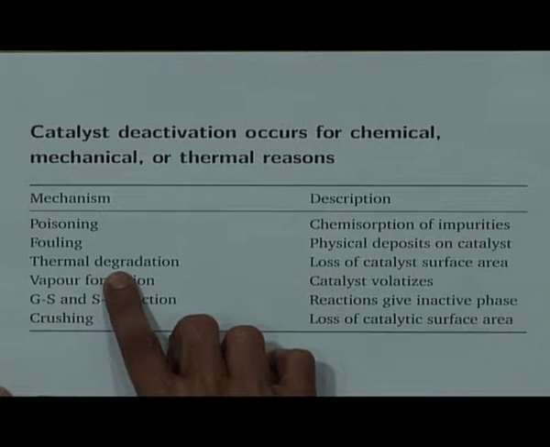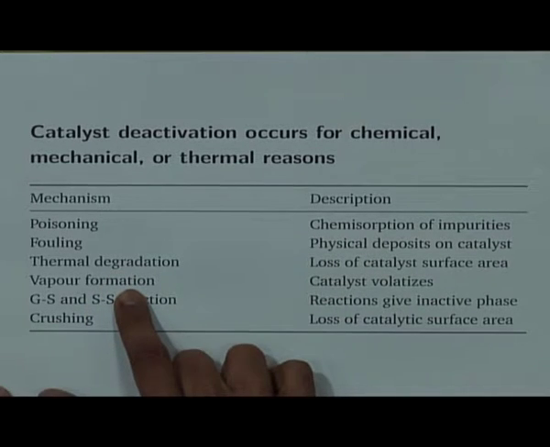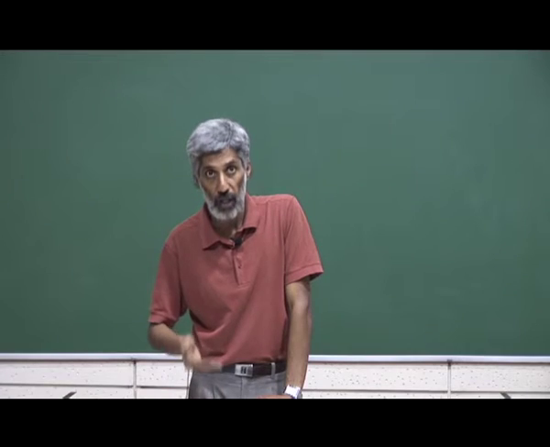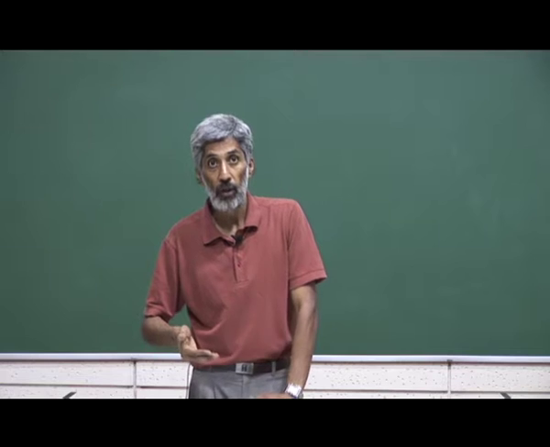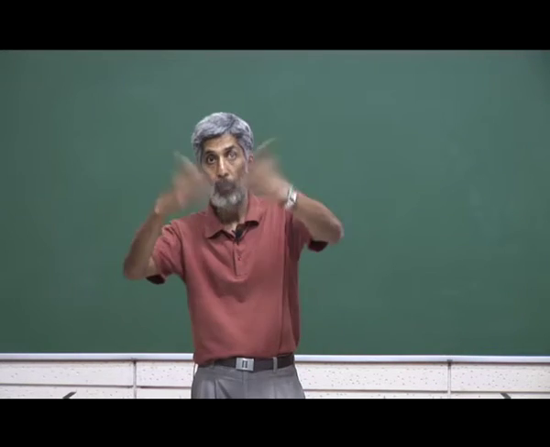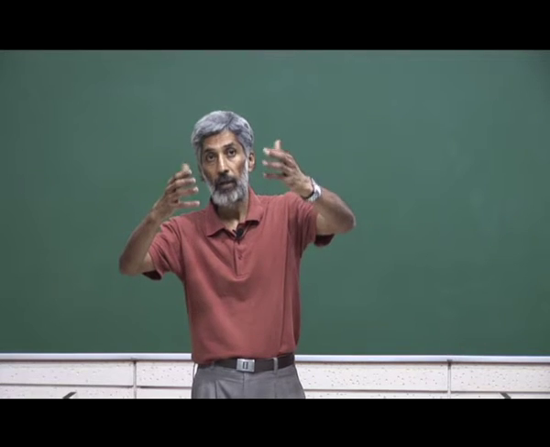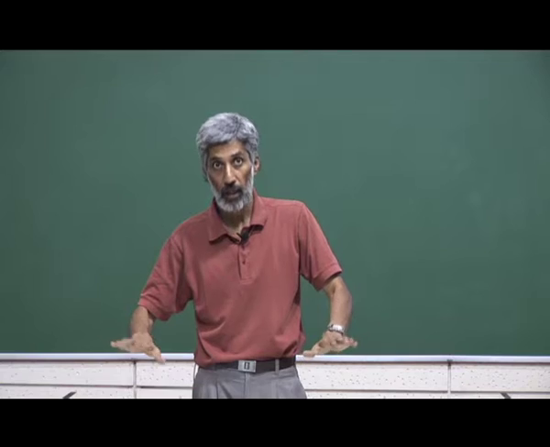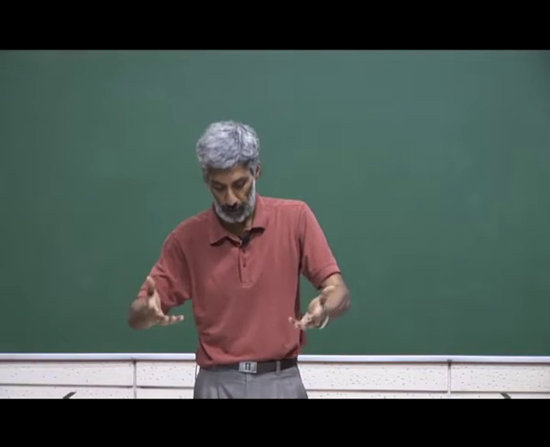Again, something which is related, although this could be considered as a chemical thing that happens, is as the temperature of the catalyst is raised, the vapor pressure will increase. So, the catalyst will then vaporize and the resulting thing is that the surface area will decrease because of this volatility.